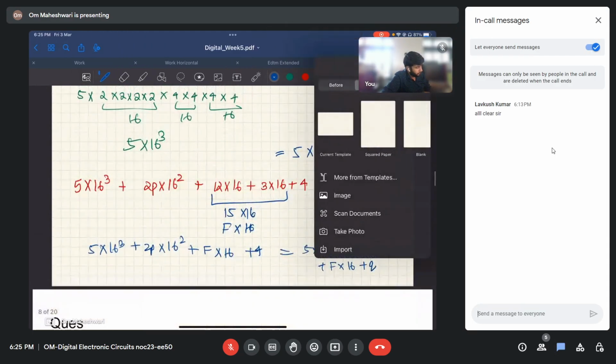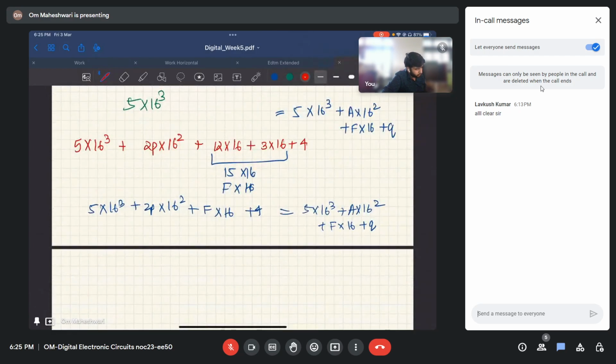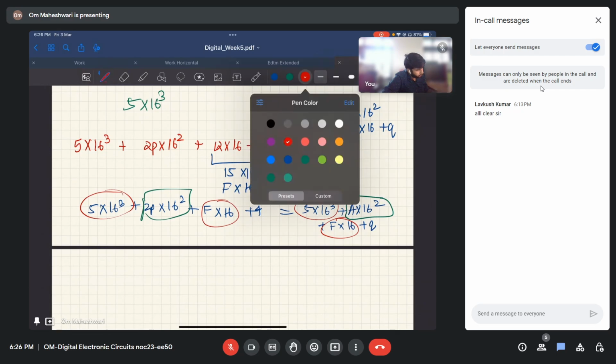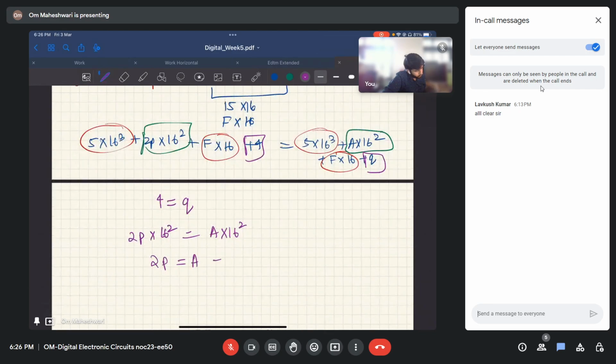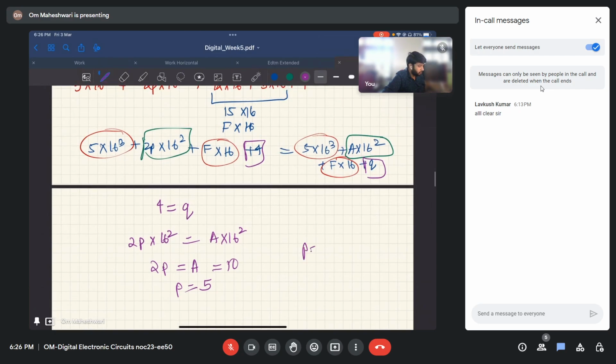So if we compare both the sides, we can compare like this part and this part is same, and this part and this part is same. So we will take this part and this part is also same. This is equal to this, and take another. This is equal to this. So we have 4 equals to Q, and 2P into 16 square equals to A into 16 square. 2P equals to A equals to 10. That means P equals to 5. So that is why we have P equals to 5, Q equals to 4.